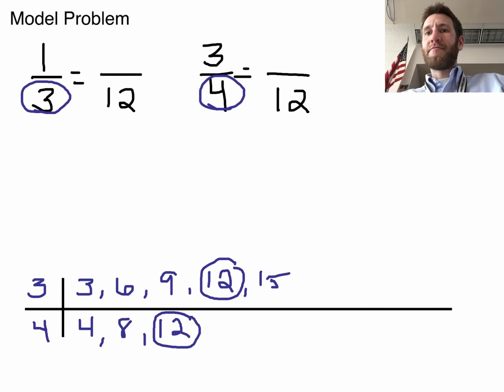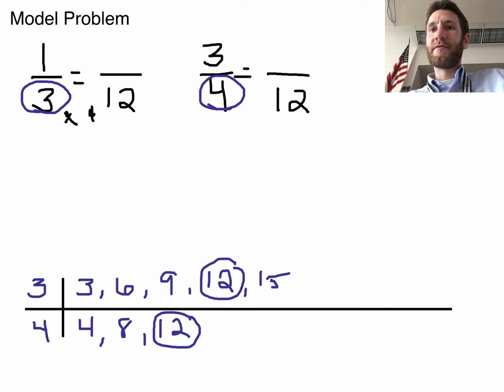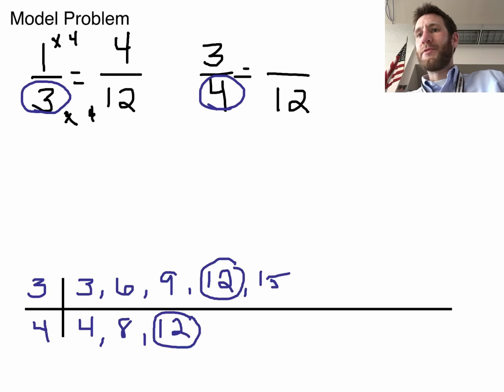So I'm going to figure out how I can get to 12, and I'm going to say 3. I know that 3 times 4 can give me 12. And whatever I do to the denominator, I've really got to do to the numerator. I know that 1 times 4 equals 4. So far I have 4/12. And I'm going to do the same thing over here and say 4 times 3 can get me to 12, and 3 times 3 can get me to 9, okay?